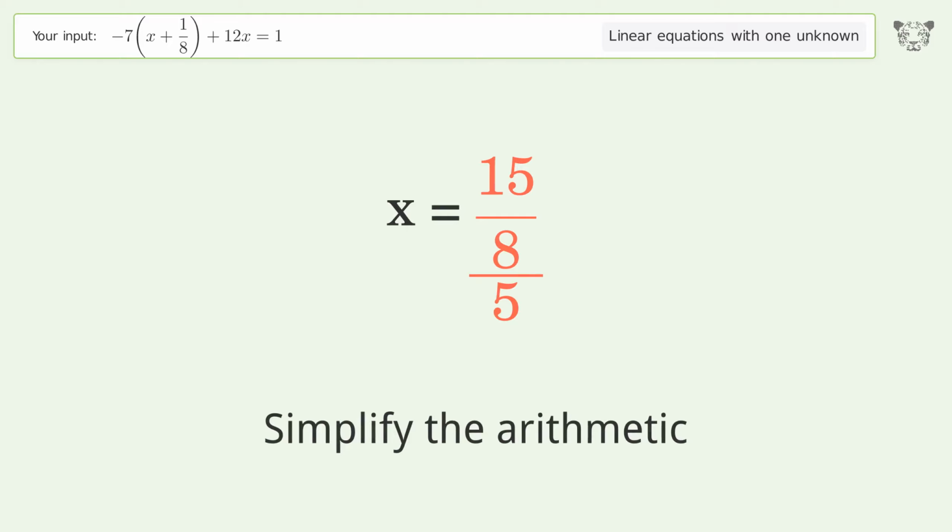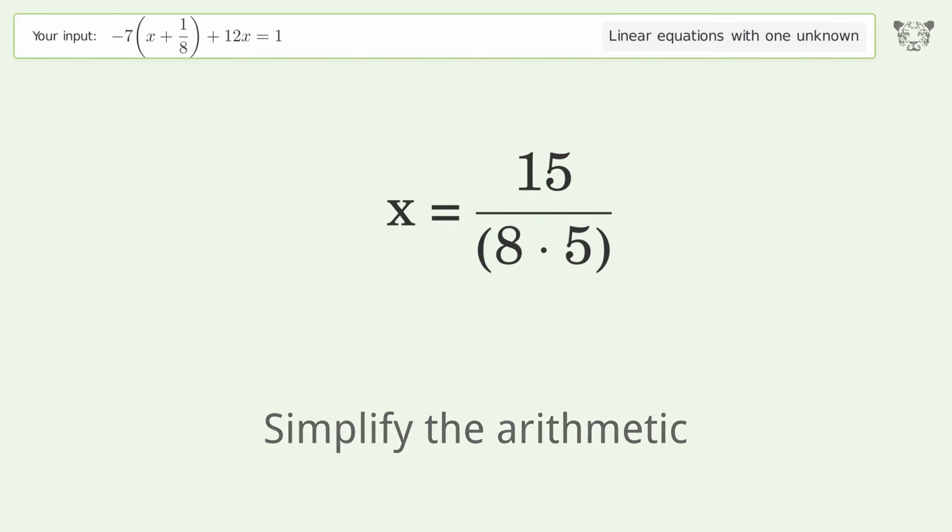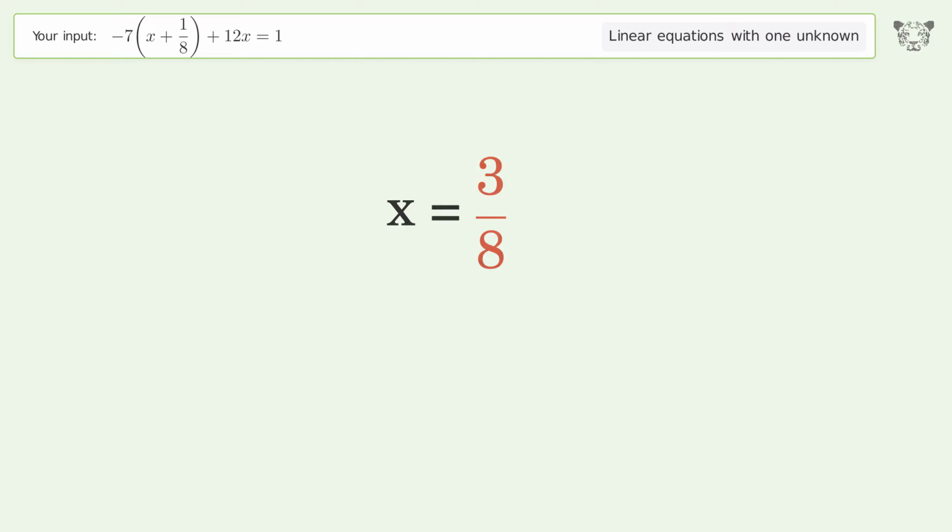Simplify the arithmetic. And so the final result is x equals 3/8.